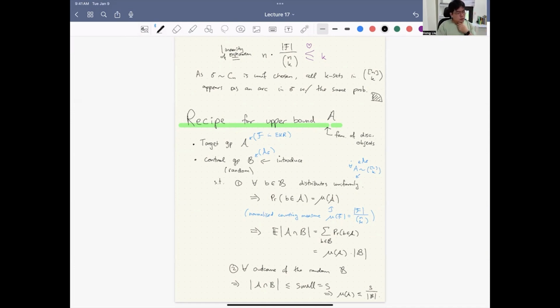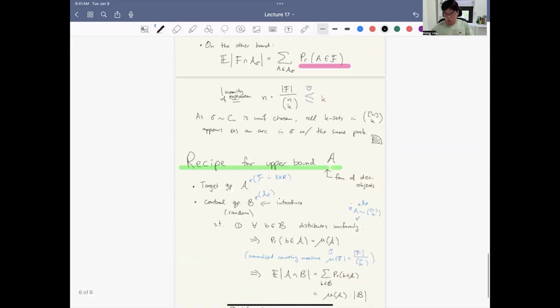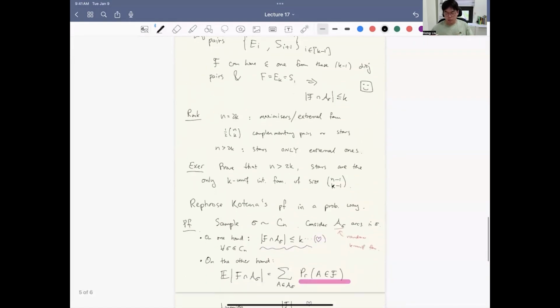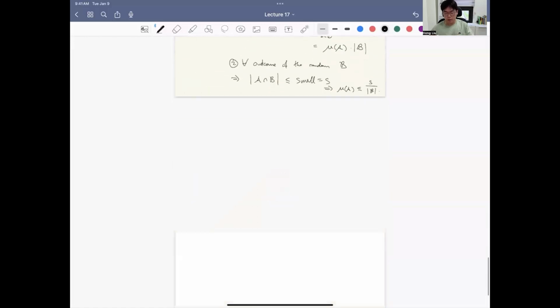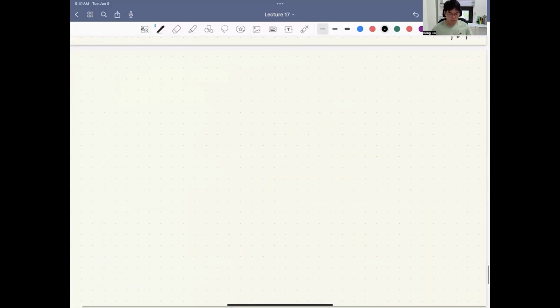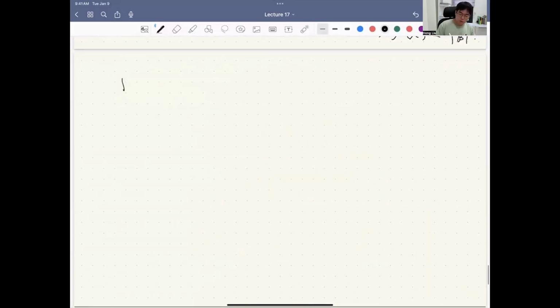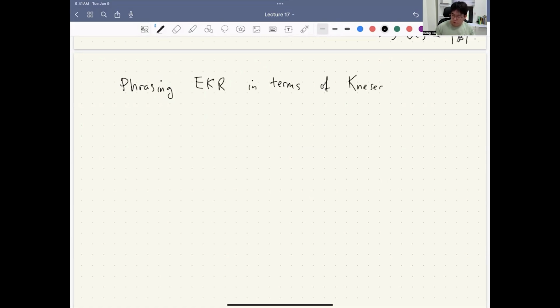Let's phrase Erdős-Ko-Rado in the graph theory way. This is about intersecting families, and we can actually state it purely as a graph theory statement. Phrasing Erdős-Ko-Rado in terms of the Kneser graph, a very important family of graphs.